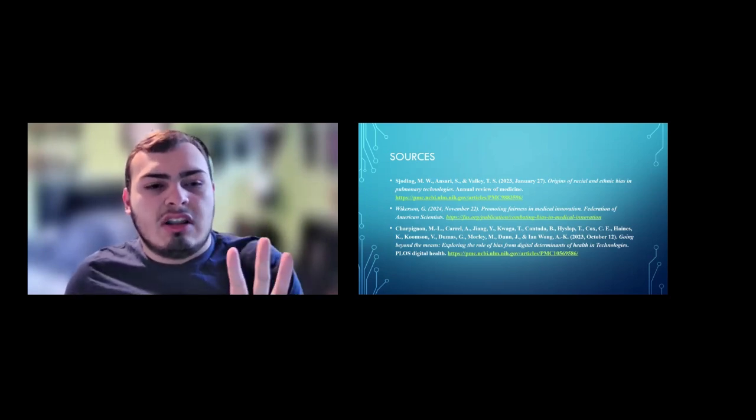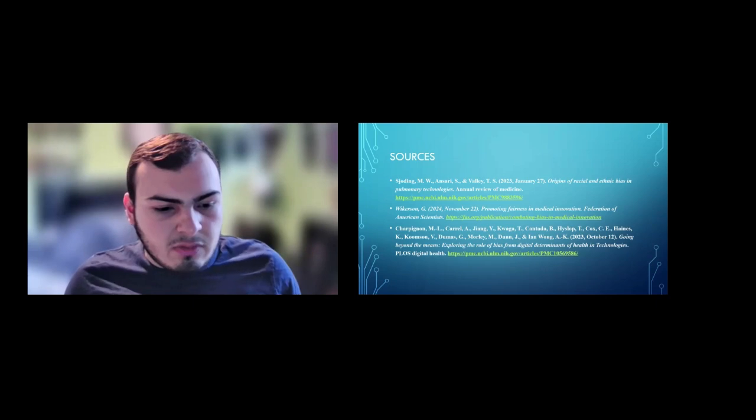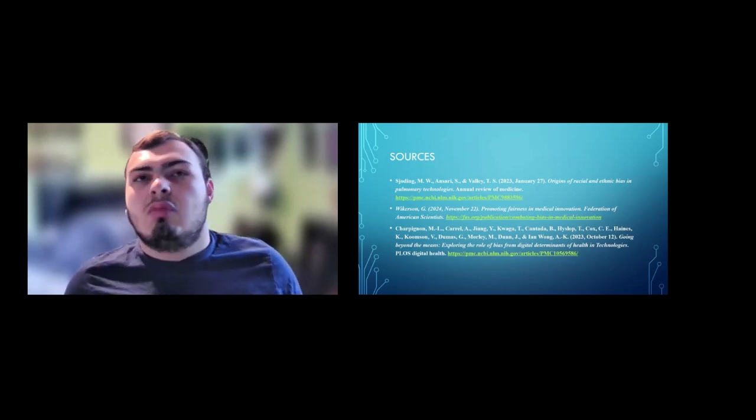Now, of course, I didn't get this knowledge from nowhere. I had a few sources. For the sake of time and the sake of my own reading sanity, I will not be reading out the full sources, but I have them listed here on the PowerPoint in order if you want to take a look at them. For example, we have the origins of racial and ethnic bias in pulmonary technology, which I took info from in order to get how oxygen levels were biased due to race.